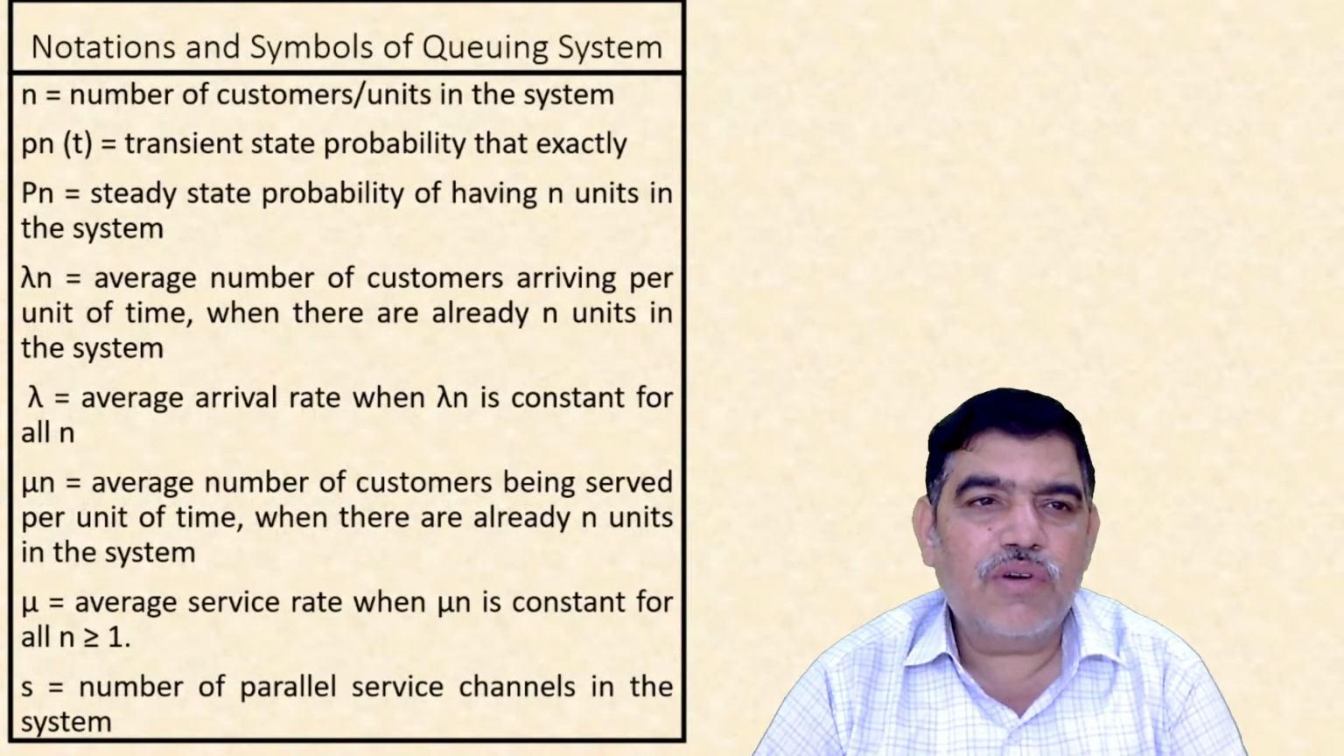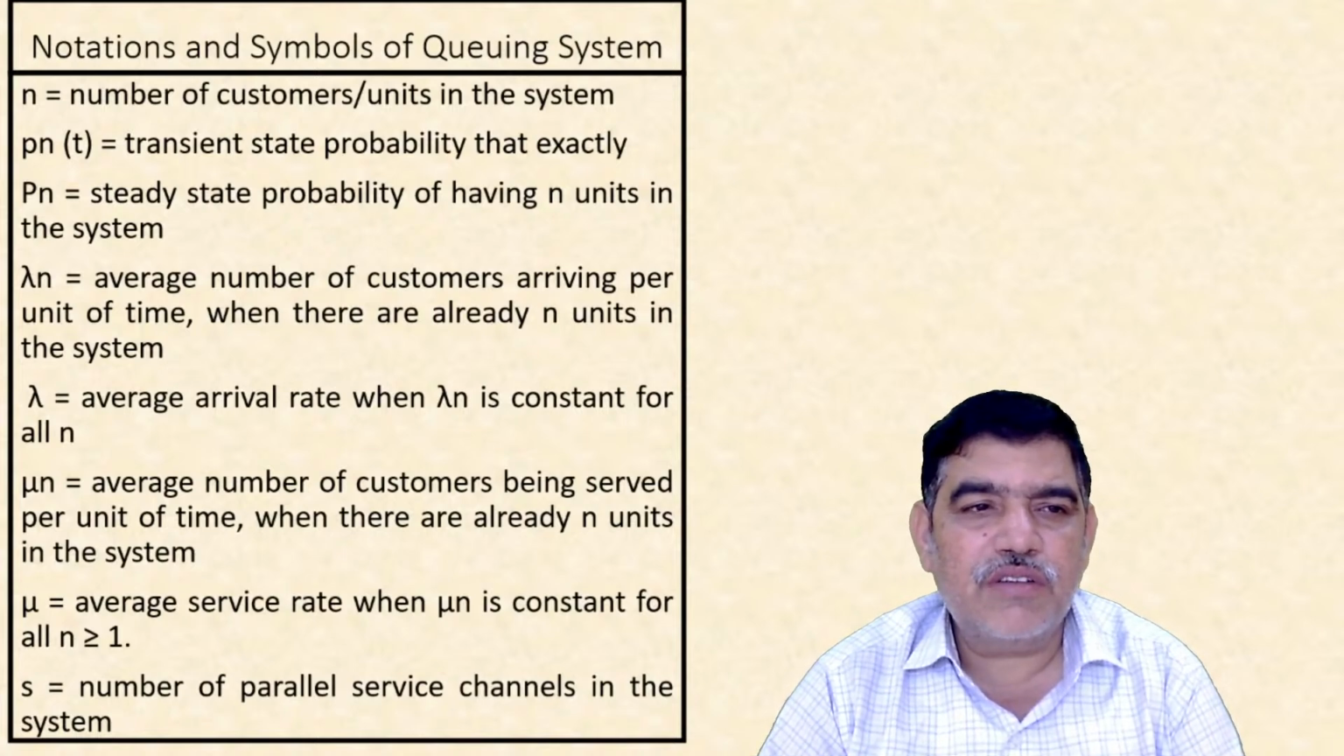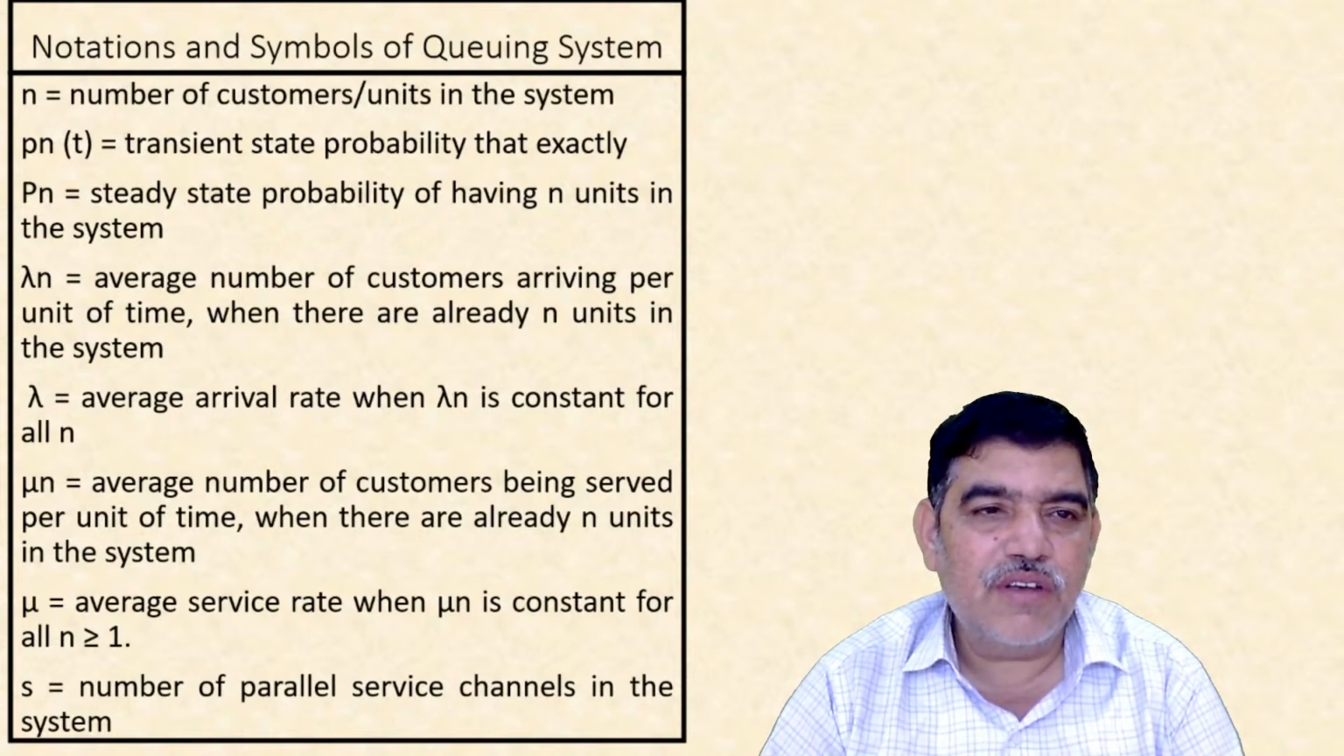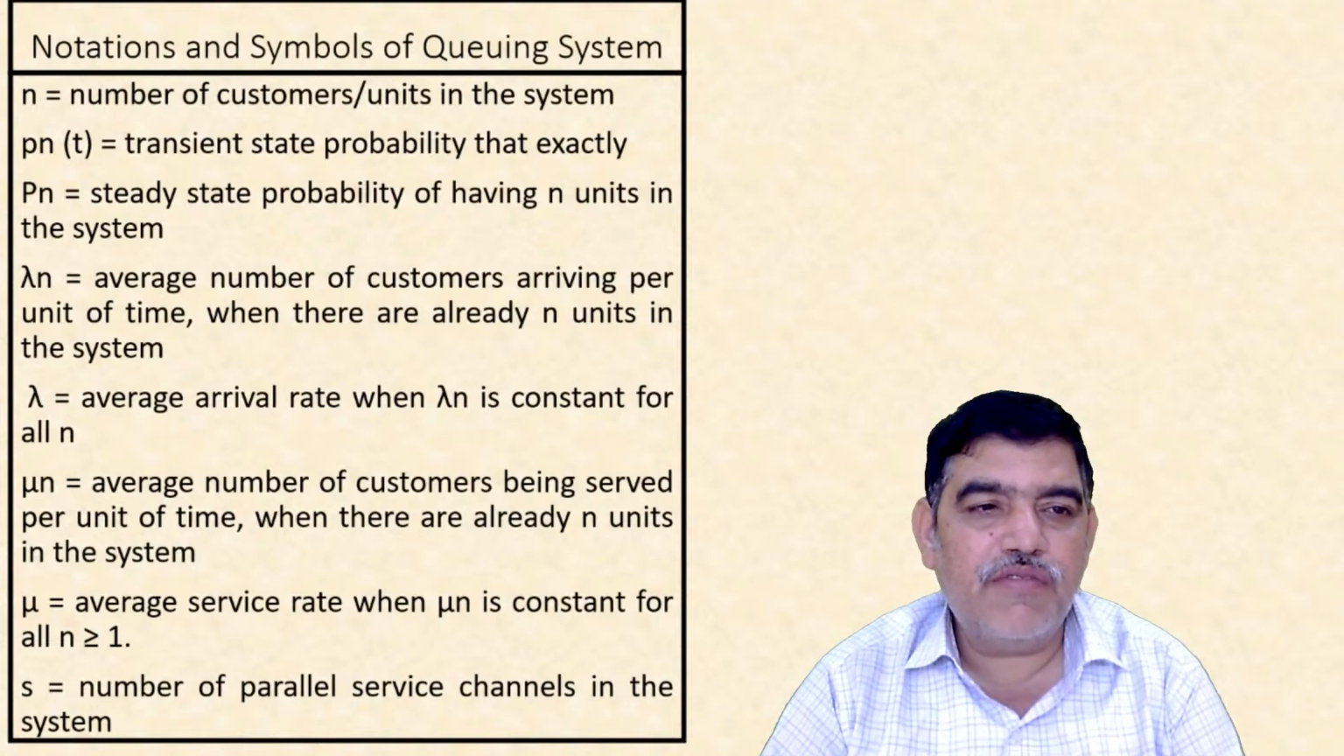Then, different notations and symbols of the queuing system. Small n indicates the number of customers per unit in the system. Means if a number of people are standing in a queue for their turn to take their service from the server, that is known as n, the number of customers per unit in the system. Then Pn of t, that is the transient state probability that exactly n units are in the system. Similarly, P of n equals the steady state probability of having n units in the system.